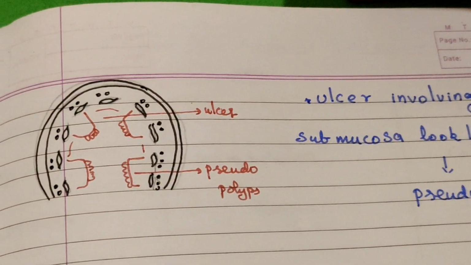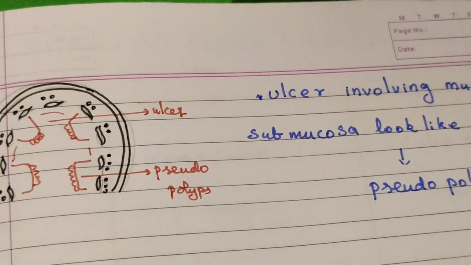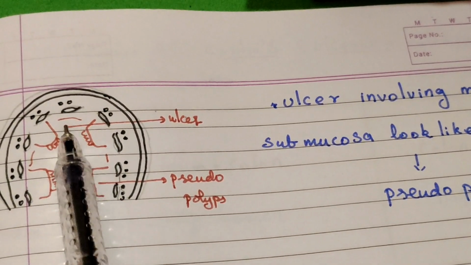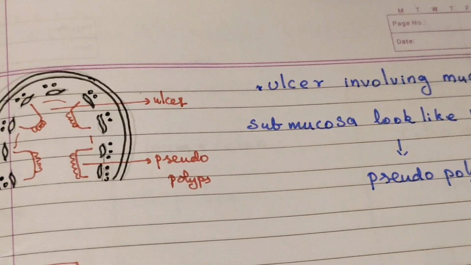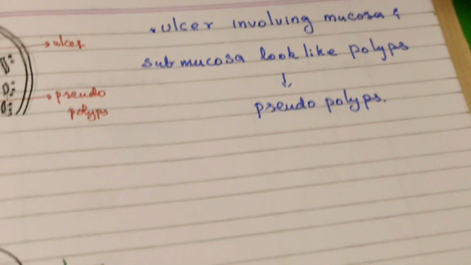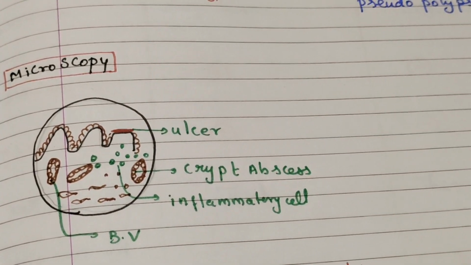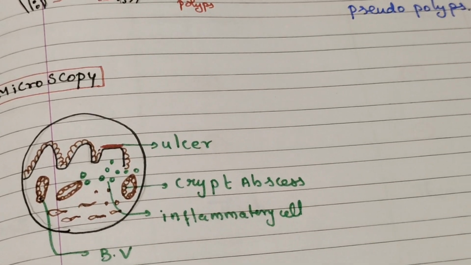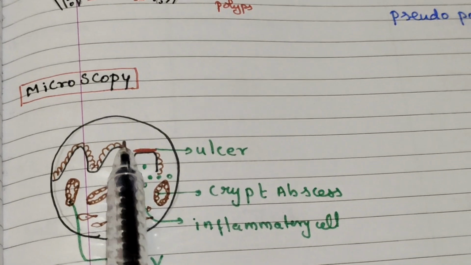Then when we take a transverse section of it, we can see ulcer. This ulcer makes the normal mucosa look like polyps, so this is called pseudopolyps. Microscopically, ulcer is seen in mucosa and submucosa. Then crypt abscess is also seen. The epithelium is lined by goblet cells.